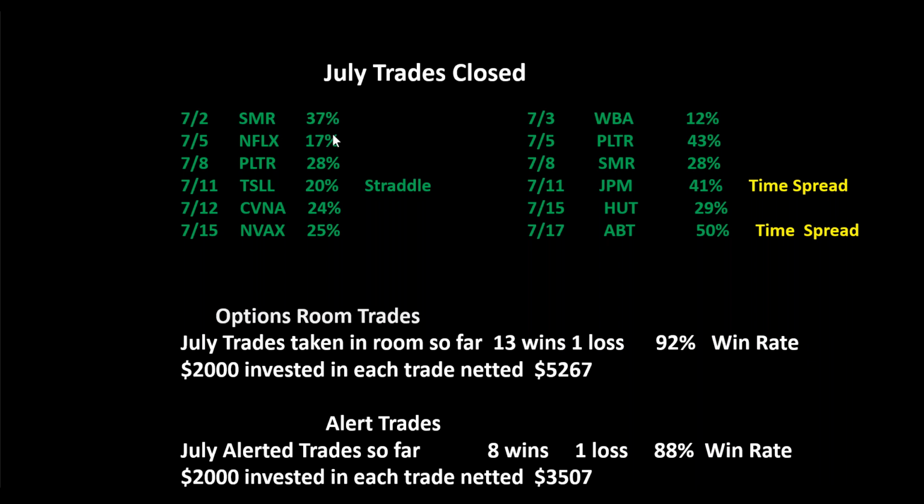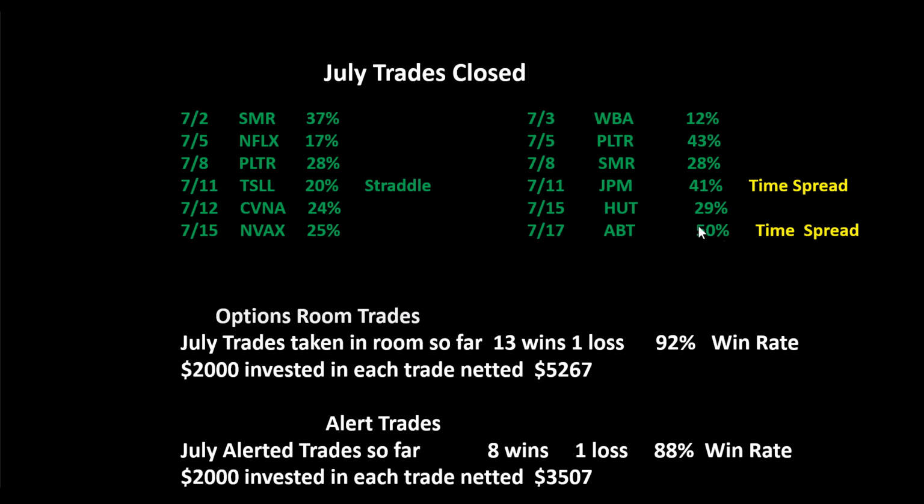SMR, we had 37% here, 17, 28. You see the percentages stay around the same. The time spread, 41% and 50%. Again, one thing I'm going to highlight on these time spreads is they typically generate more profit than some of the other trading strategies that you either use or that I use. They do generate a higher return.